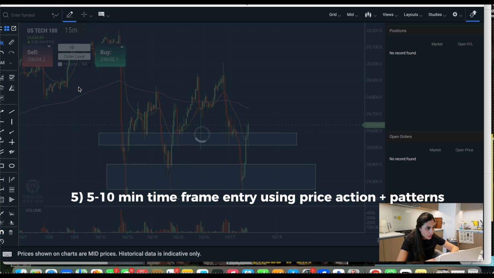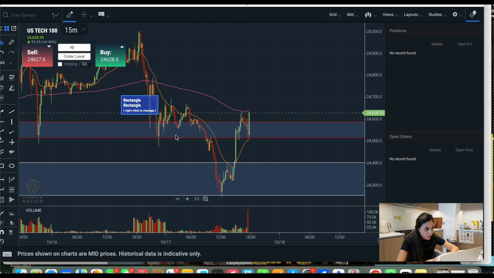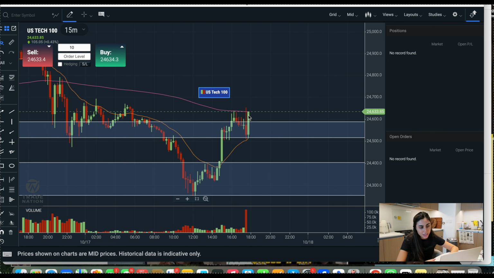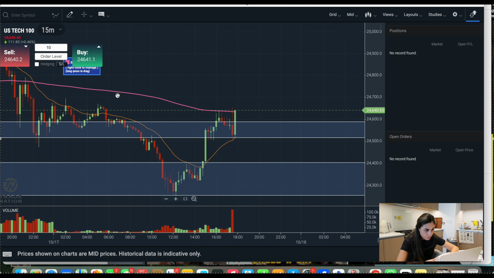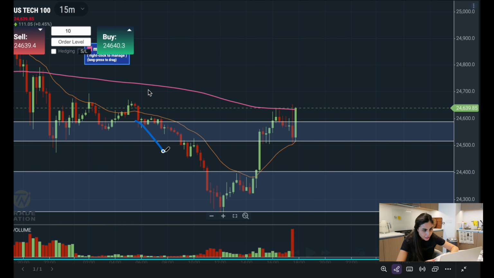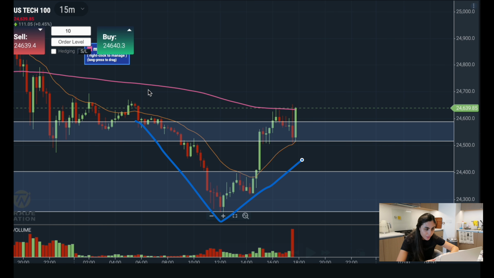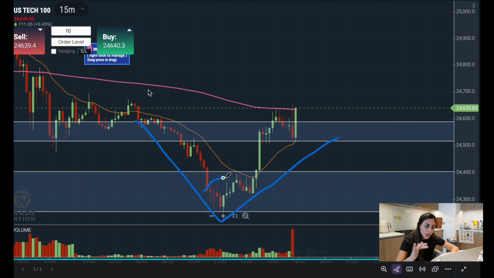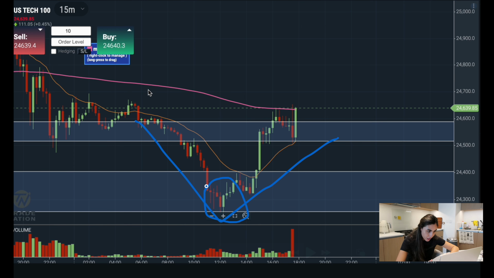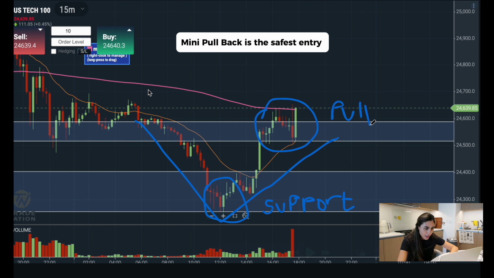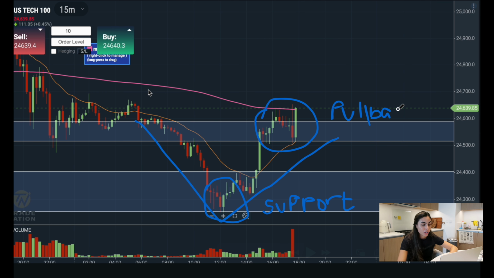So on the 15-minute time frame over here, we can see that there is a V-shaped pattern. You can see that it dropped, and remember how I mentioned usually before it goes up there are long wicks. The long wicks are over here, and then the buyer stepped in and it went back up. And on the 15-minute time frame, you can tell that there is a mini pullback. Remember how I told you the mini pullback is the safest entry? Over here, there is a mini pullback before it goes up.